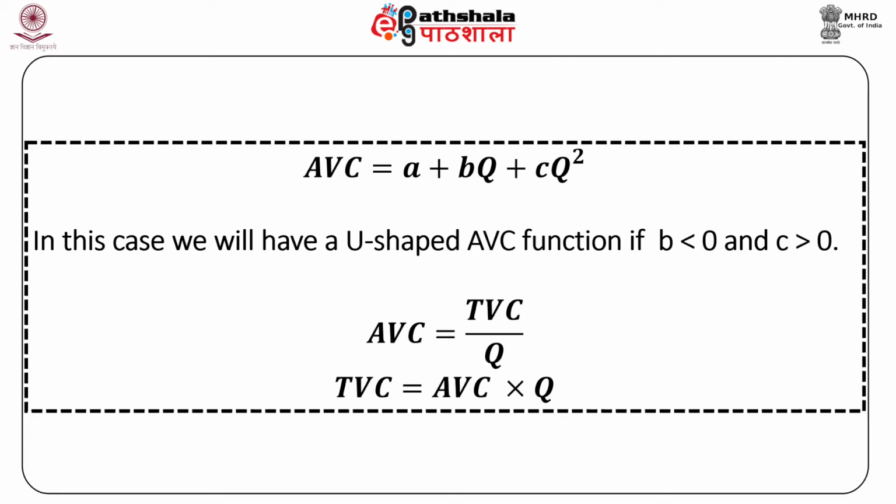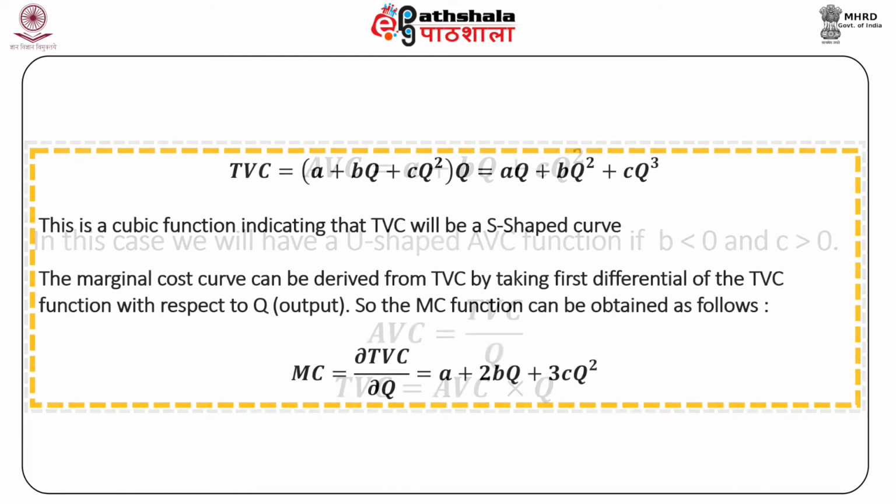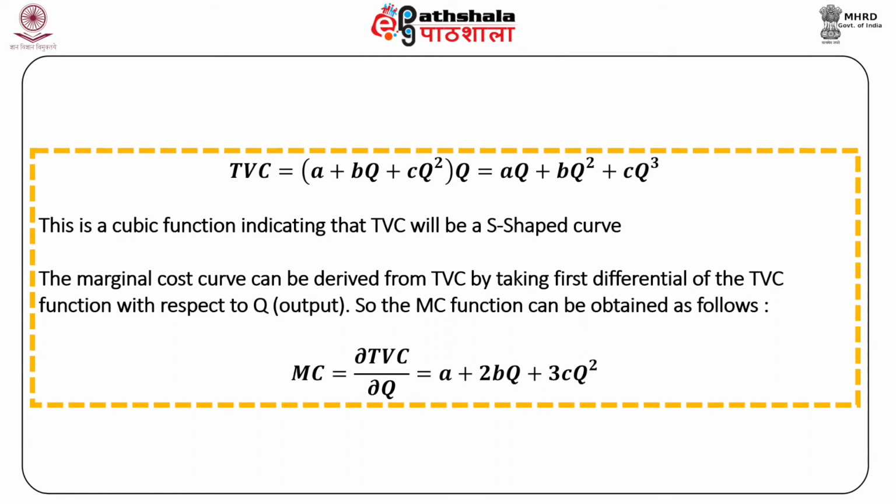AVC is equal to TVC divided by Q. Hence, TVC is equal to AVC into Q. TVC is equal to A plus BQ plus CQ square into Q, which is equal to AQ plus BQ square plus CQ cube. This is a cubic function indicating that TVC will be an S-shaped curve.